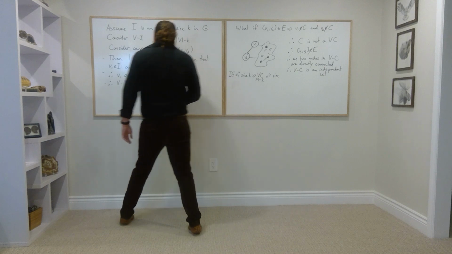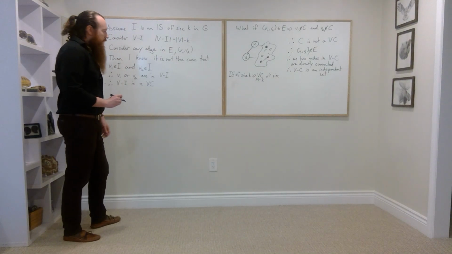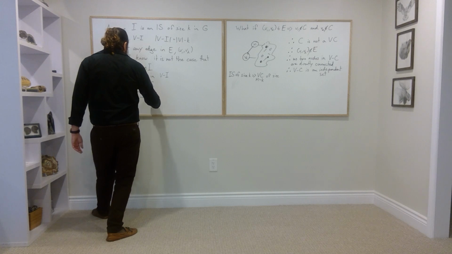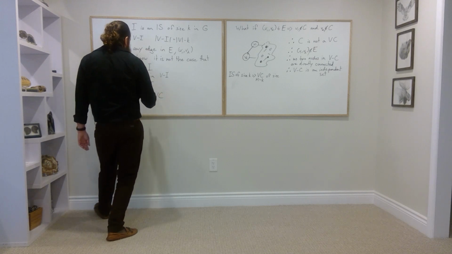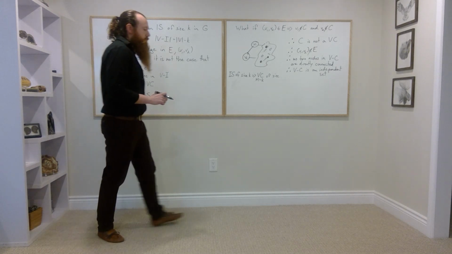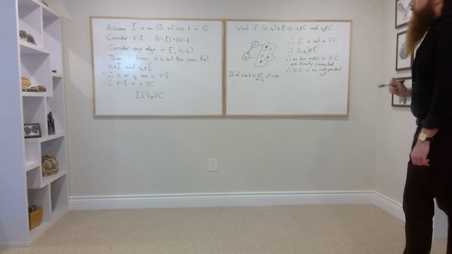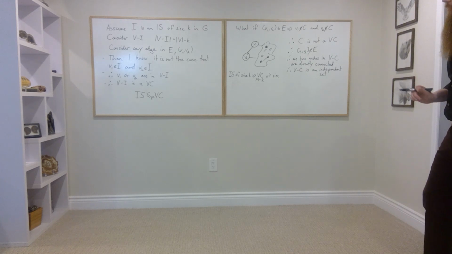So, what does that mean? That means independent set reduces to vertex cover. Sweet. Cool. So vertex cover is at least as hard to solve as the independent set problem.